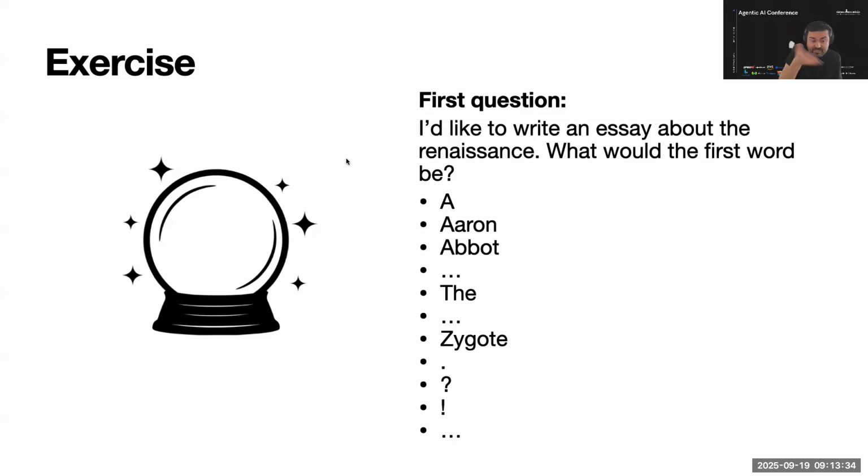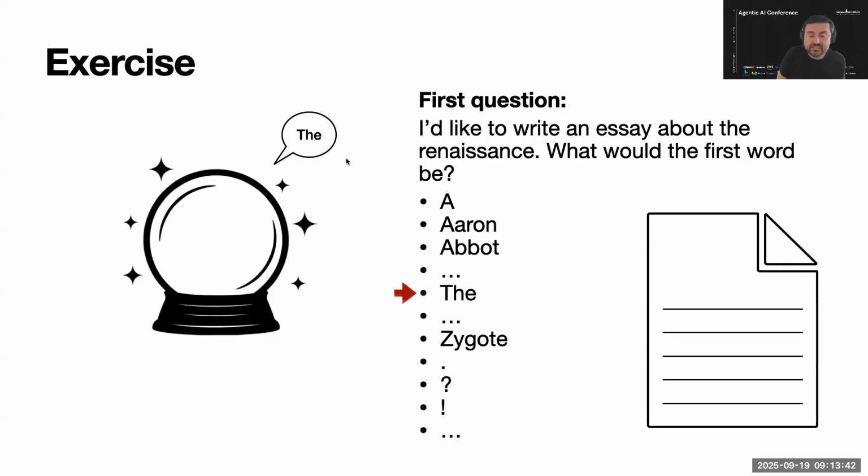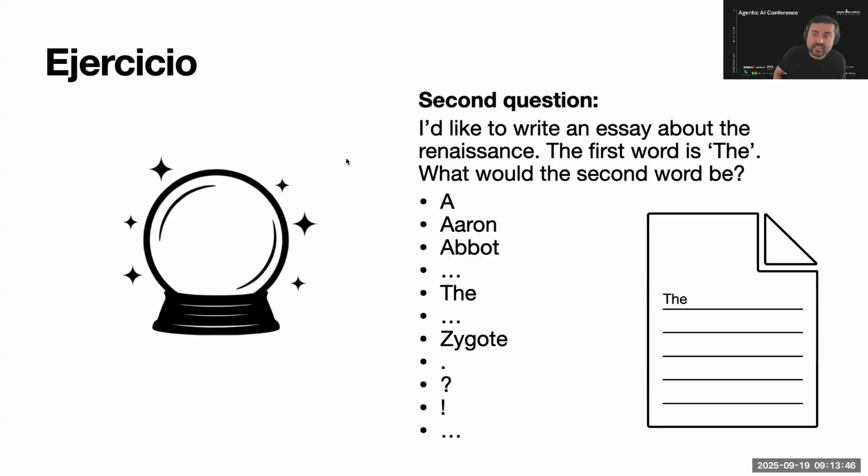It's a multiple choice question. It's a perfectly fine multiple choice. Yeah, there's a lot of options, but the crystal ball answers "the," and I just write the. Okay, nice. Now I go to the next word, and I say, next question. I'd like to write an essay about the Renaissance. The first word is "the." What would the second word be? And the ball says, well, probably "Renaissance." And you just write it one word at a time.